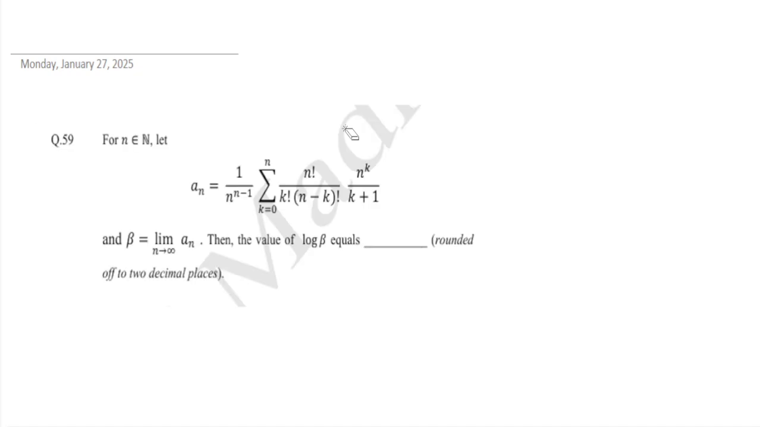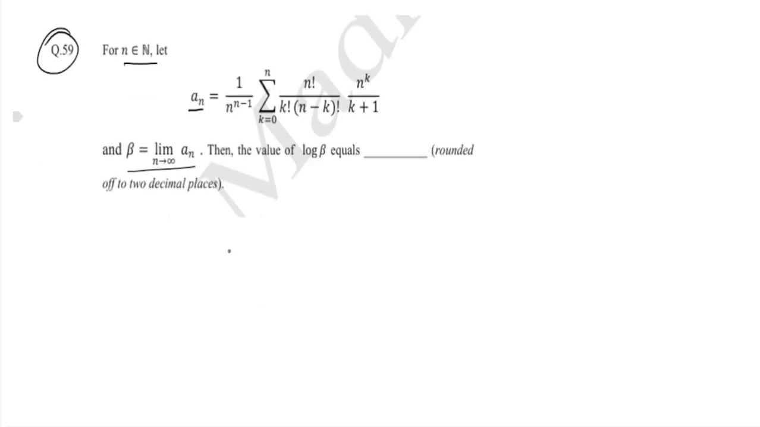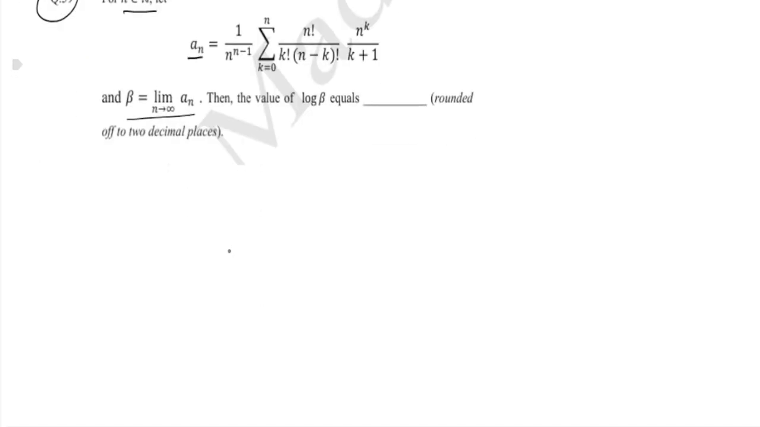Okay, hello everyone. Today we have come across JAM 2024 question number 59. This is a problem. For all n belongs to N, there's a sequence named an, and we need to find the limit of this sequence, called beta. This is the main thing which we need to do.